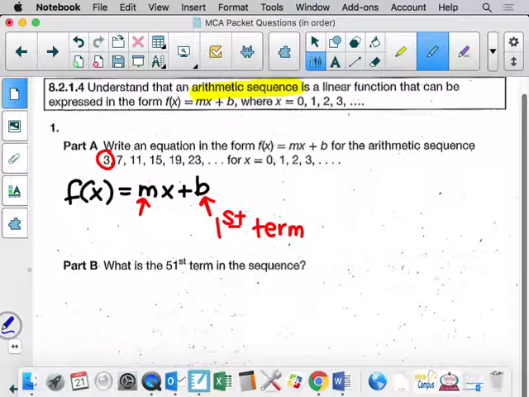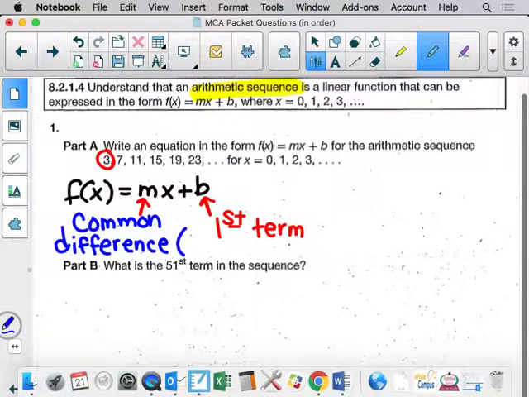Now m is the common difference. That means how much is being added over and over or subtracted over and over. So how much is being added or subtracted from one term to the next in your sequence? Looking at all of these numbers, I can tell that my common difference is 4. It's 4 being added each time.